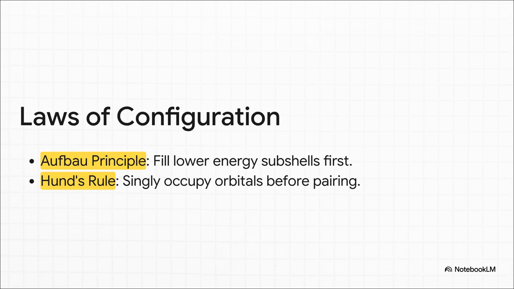The Aufbau principle states that electrons fill lower energy subshells first. So they start at 1s, then go to 2s, then 2p. Then we have Hund's rule, which tells us how electrons behave once they get into a subshell with multiple rooms, like the p subshell with its 3 distinct rooms.